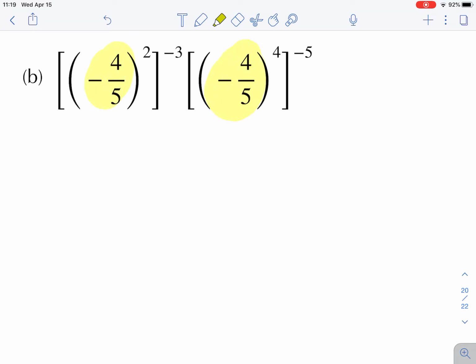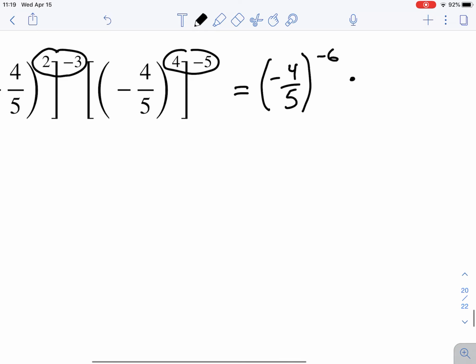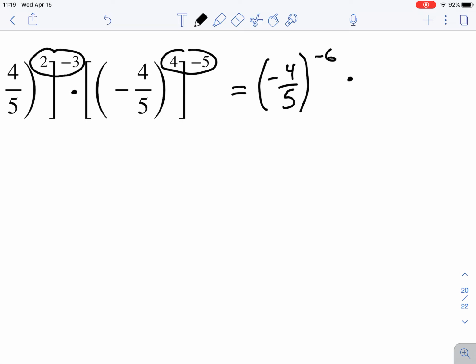Letter B. Let's identify our bases. Our base is negative 4 over 5. Our base here is negative 4 over 5. So we've got some bases that are the same. Now, the first thing that I'm going to do is power to a power for both of them. I'm going to simplify both of them separately by using power to a power. So our first one is going to be negative 4 over 5 to the power of negative 6 times, because there's no sign between the parentheses there, it is just multiplying. Our second will be negative 4 over 5 to the power of negative 20.